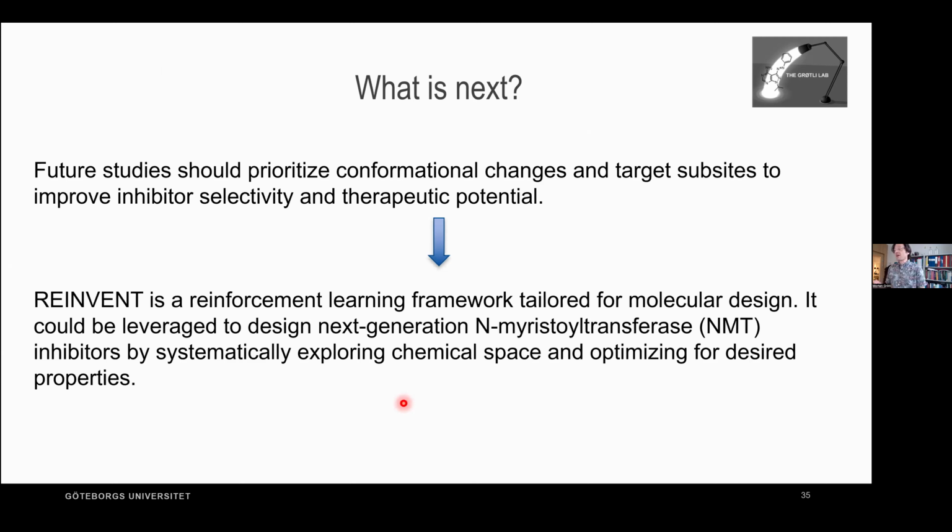Just one little slide to say, so what's next up for us? Well, we think that based on the data we generated so far, we will prioritize conformational changes and target subsites to improve inhibitor selectivity. And we plan to do this now by using an artificial intelligence program. We're going to use something called Reinvent, which is a program that you feed the data into, and hopefully we can develop it in such a way that we can use it to tune the selectivity towards high selectivity for the P. vivax or the human counterpart.